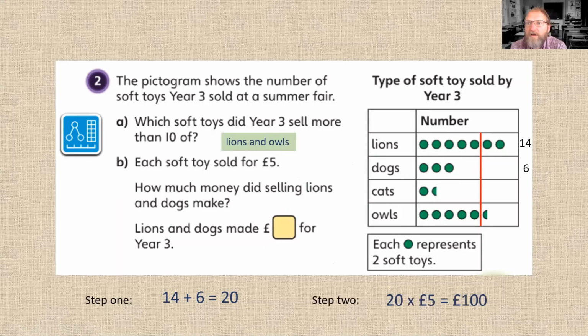Step 2, animals selling for £5 each, 20 lots of £5, well, 2 lots of 5 is 10. So using my related facts, 20 lots of 5 is 100. Okay, so the lions and dogs made £100 for year 3.